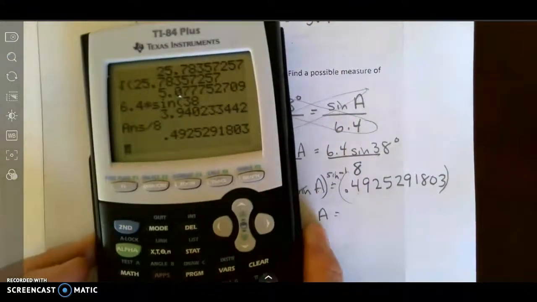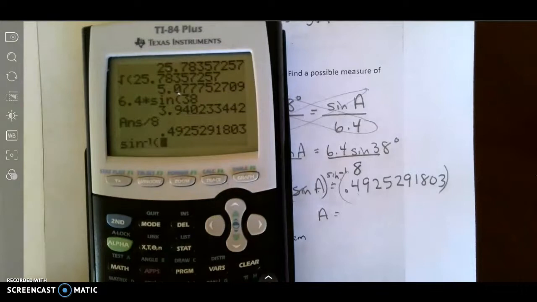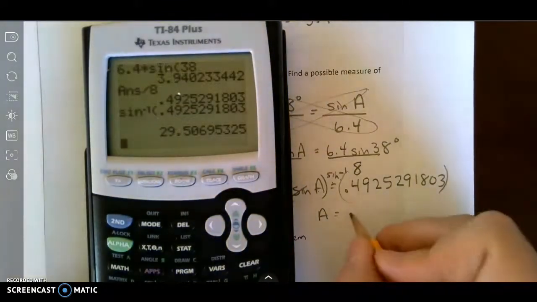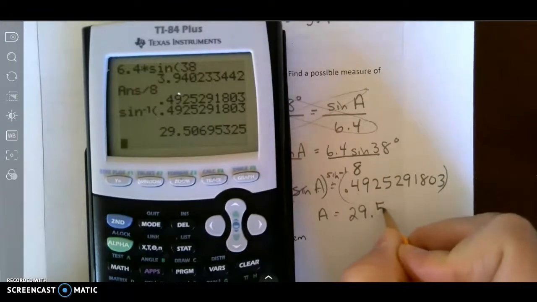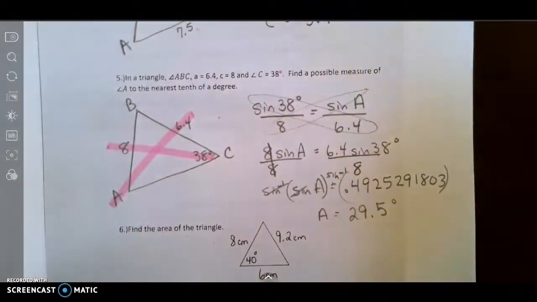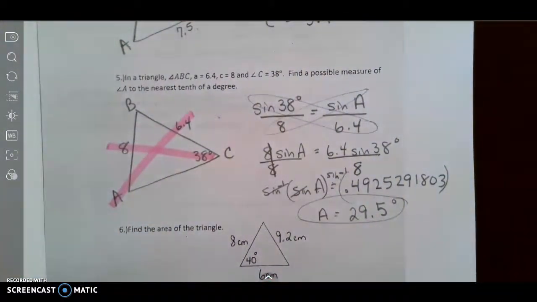So in my calculator, I put inverse sine of 0.4925291803, and I get 29.5 degrees, and it's set to the nearest tenth, so I'm done.